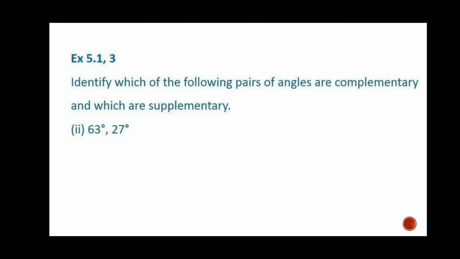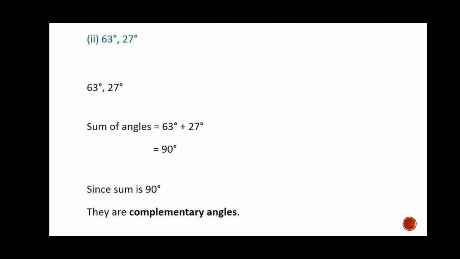Then the second part of this question, 63 degree and 27 degree is given. So what we will do, we will add these two angles, we will find the sum of these two angles. As you can see, we are getting the sum 90 degree, and when we are getting the sum of the two angles as 90 degree, the angles are called complementary angles.